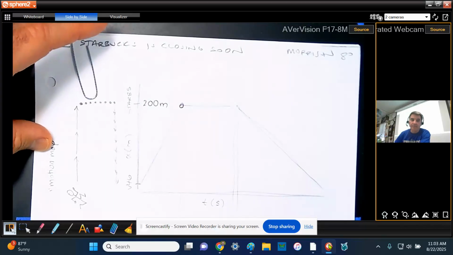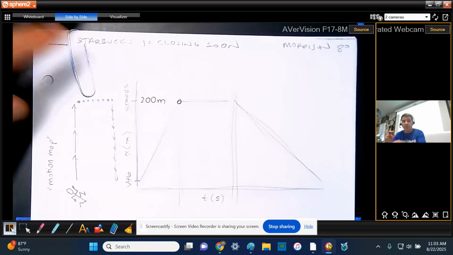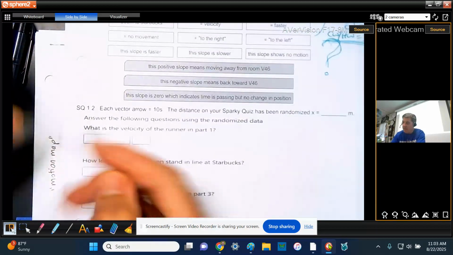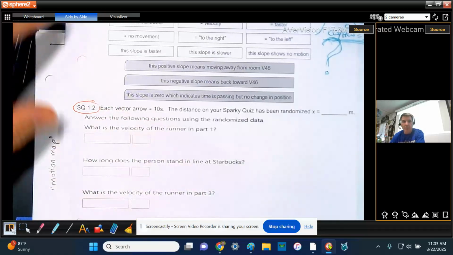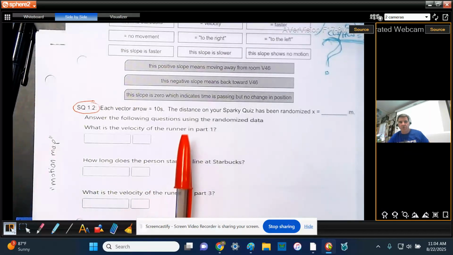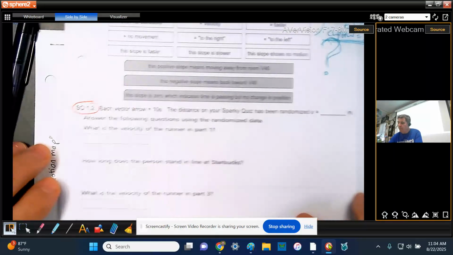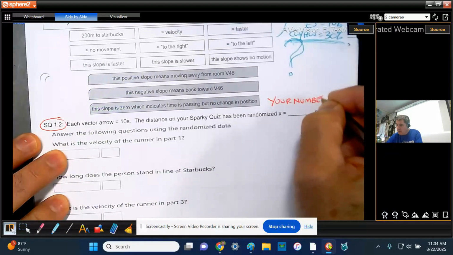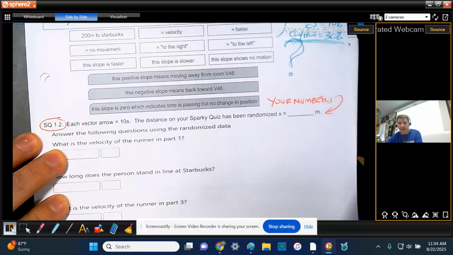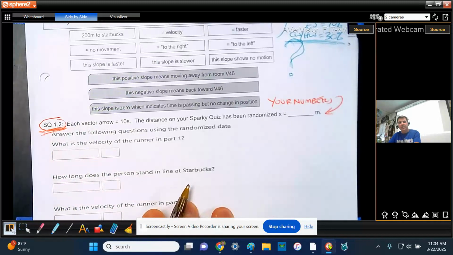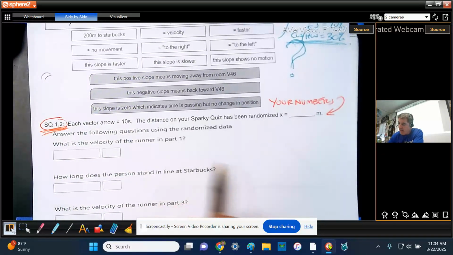So question number 1, and this is question number 1 on your quiz as well. If you look at your online, it says Sparky Quiz 1.2, and Sparky Quiz 1.2 is the next quiz. Your numbers will be different than what I'm going to go over in the notes. These are going to be your numbers below. Right now, I'm giving you the notes on how to do this quiz. But in a little bit, you're going to go to the computer and attempt to do the quiz. And your notes will go here.